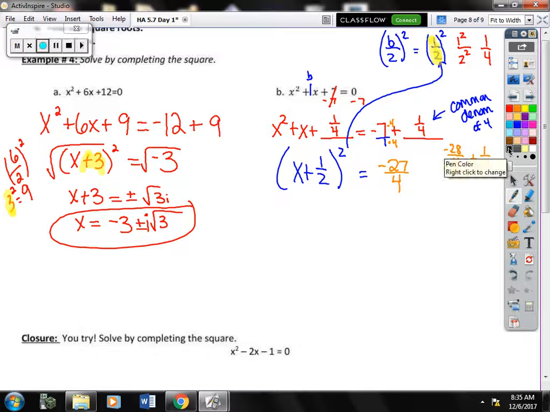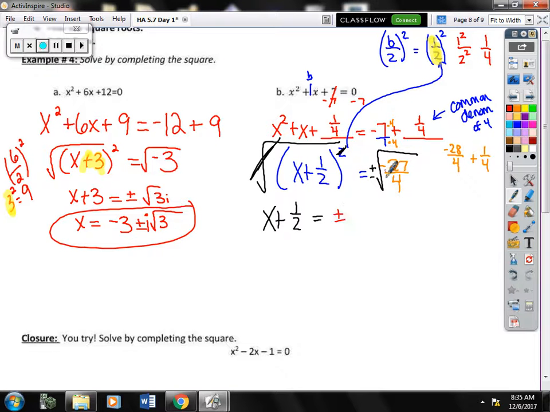What would I do next? Abby? Square root both sides. Remember to put your plus or minus if it's not a numerical side. So our square and our square root cancel out. I'm left with x plus 1/2 equals. Now with the square root, a couple things. We want to leave our plus or minus. You probably want to bring the negative out and make it i. And you'll want to split the square root to be the square root of the top and the square root of the bottom. 27 under a square root and 4.